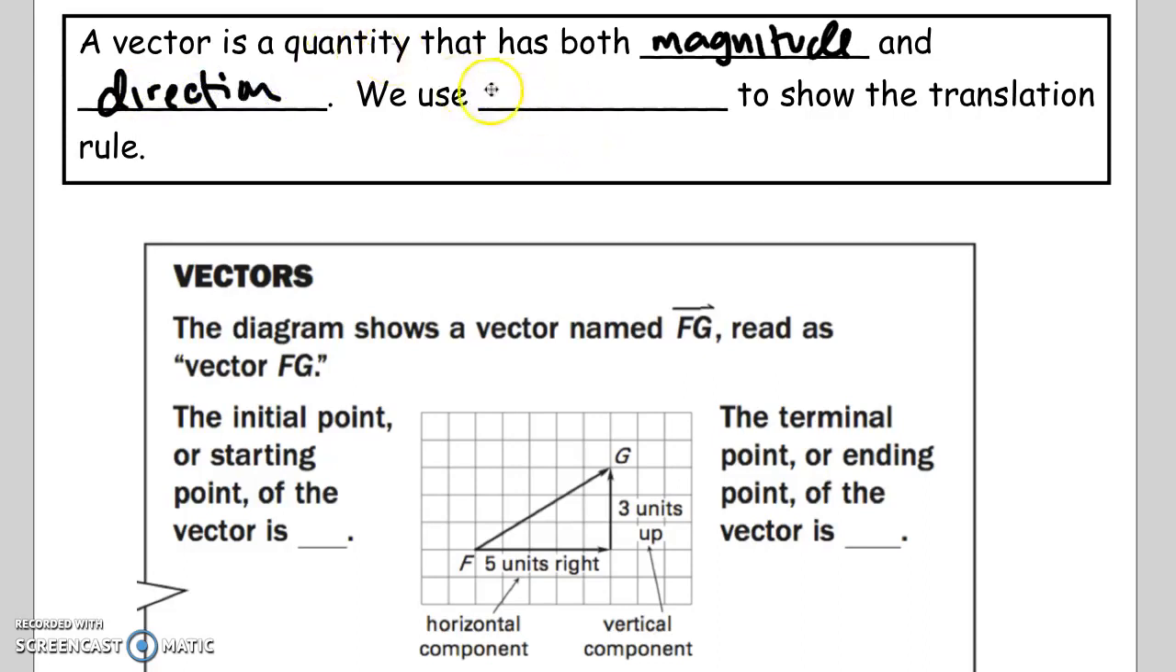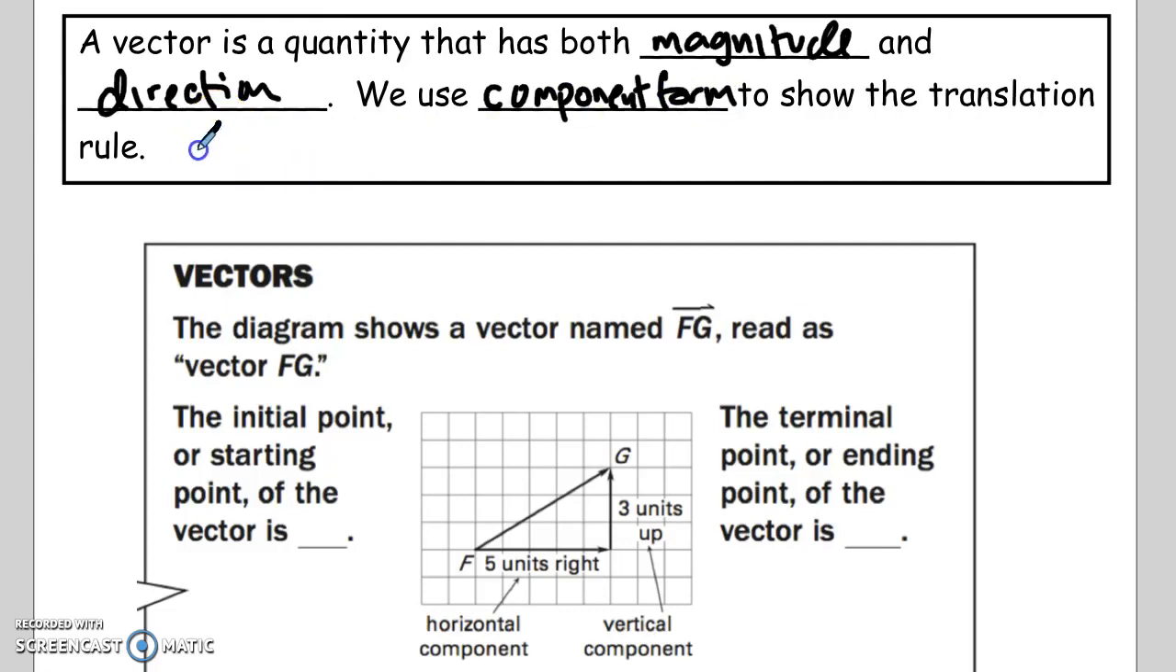Okay. We use what we call component form to show a translation rule. And I'll talk about this in a moment. Component form is very short and sweet. It literally looks like this.